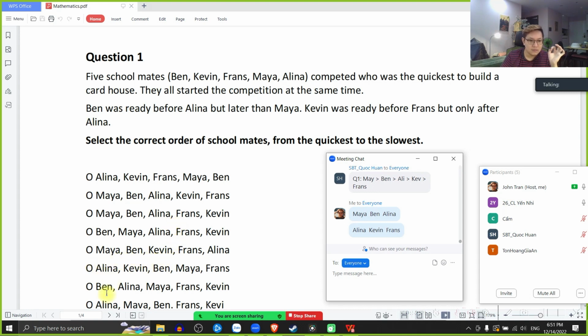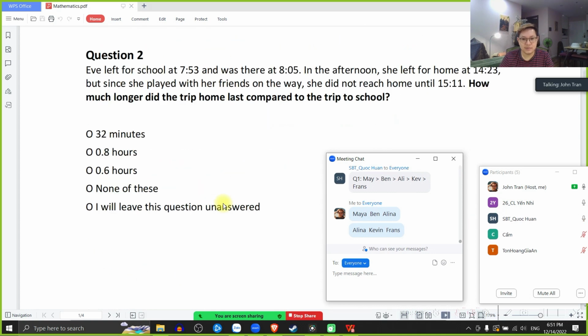What is that? Maya, Ben. Number two. Maya, Ben, Alina, Kevin, and Franks. Very good. Đó, đáp án đó. Okay, let's do question number two now, shall we?